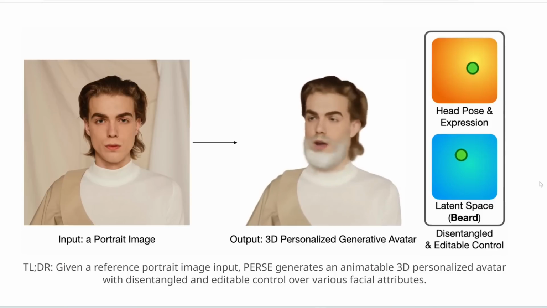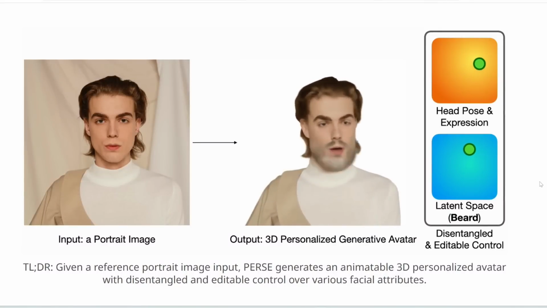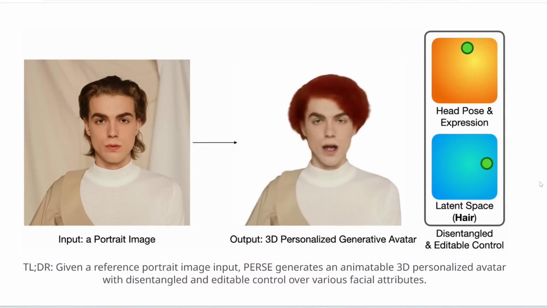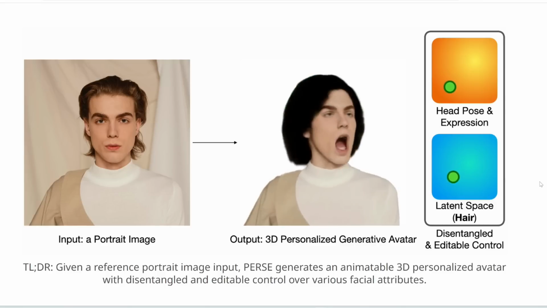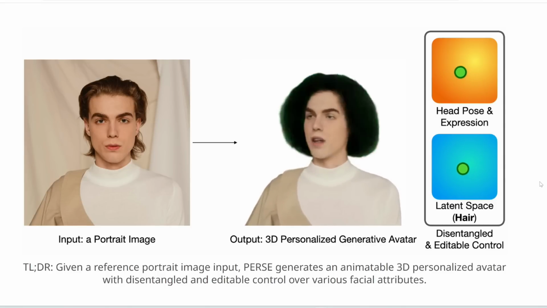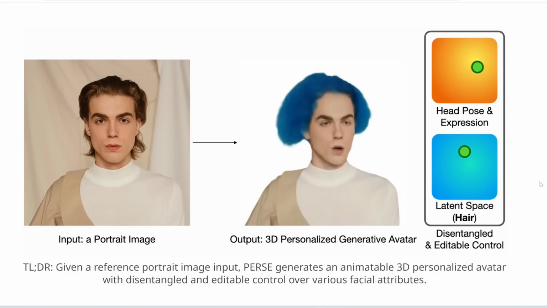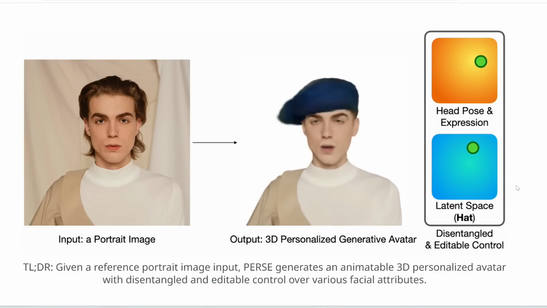And this model allows for disentangled control, which means you can change the facial features independently of each other, like changing the hair color without affecting the rest of the face. Now, this AI can of course be super useful for creating personalized avatars for video games or social media. Or people could also use this to try out different hairstyles or beards.